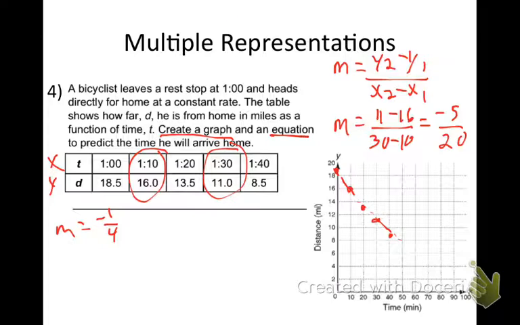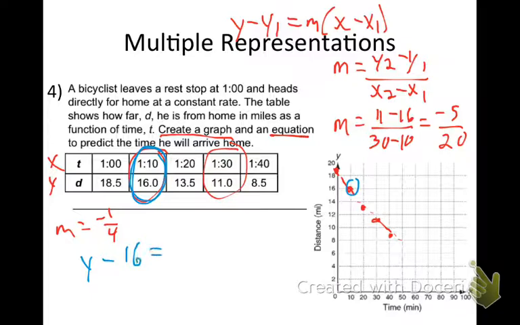And again, point slope form: y minus y1 equals m parentheses x minus x1. Let's choose the second one. I like it. So I'm going to choose that second coordinate, and I'm going to plug that in. Now again, instead of 110, I'm going to use 10 minutes, right? Because that's the coordinate we plotted right there. So I have y minus 16 equals negative 1/4 parentheses x minus 10.